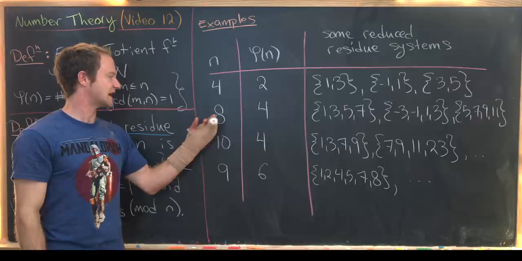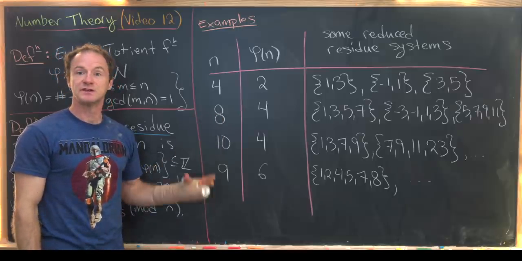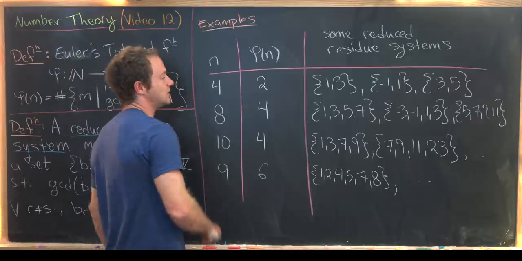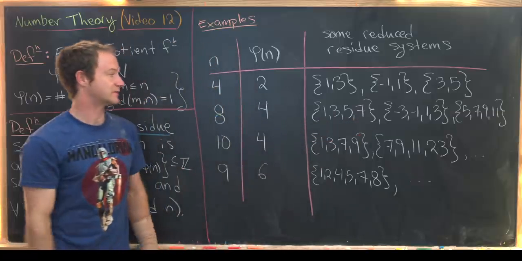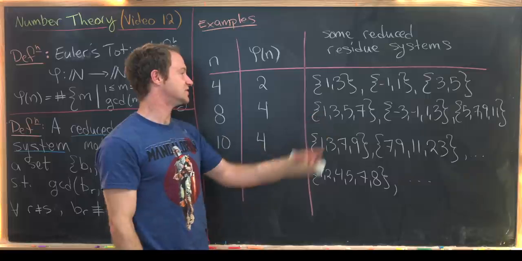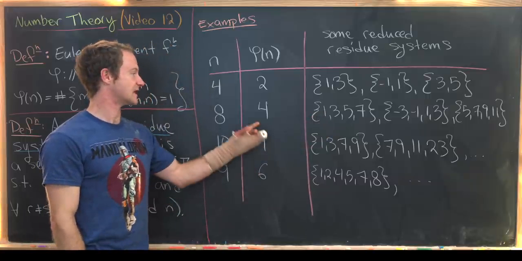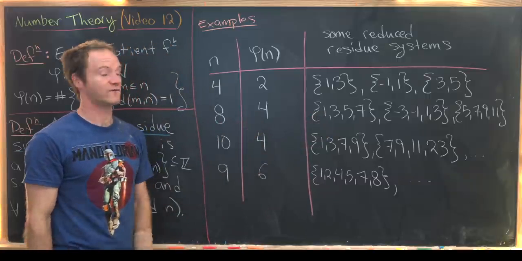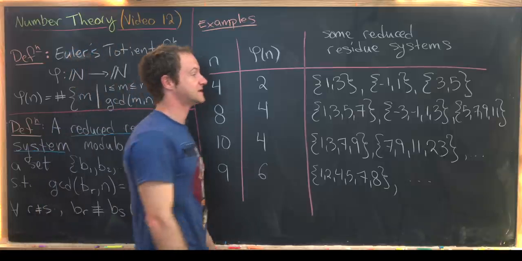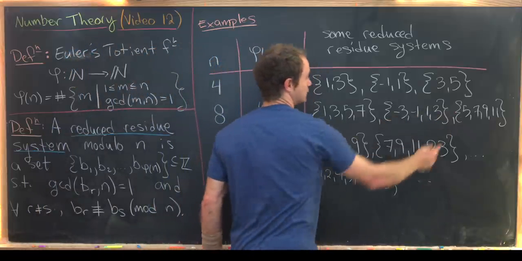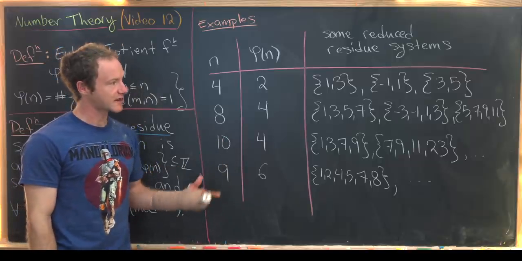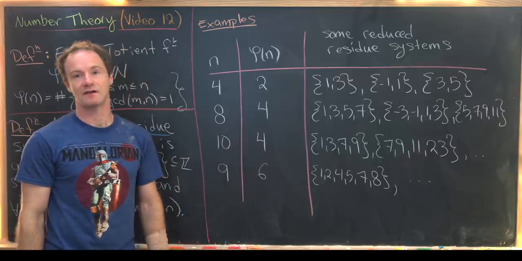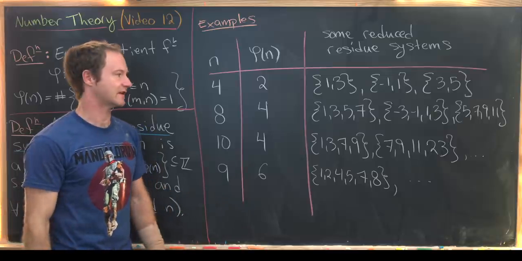Okay, so let's look at the case when n is equal to 8. Again, to start, you would want to find all of the numbers between 1 and 8 that are relatively prime to 8. In this case, you get 1, 3, 5, 7. So that means phi of 8 is 4. But some other reduced residue systems would be as follows: -3, -1, 1, 3, and 5, 7, 9, 11, although there are clearly infinitely many choices.